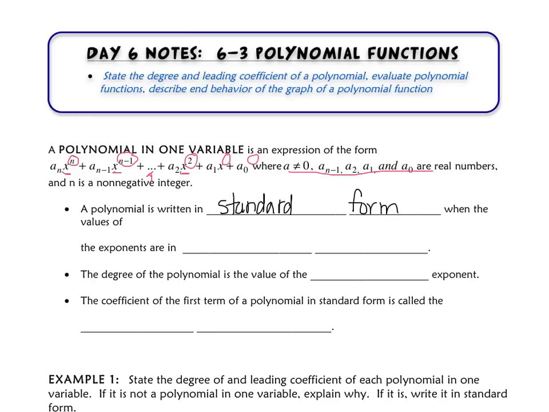A polynomial is written in standard form when the values of the exponents are in descending order. So you're going to take the terms and write them so that the value of the exponents is going down. The degree of a polynomial is the value of the greatest exponent, so whatever the largest value is, that's the degree of the entire polynomial in one variable. And the coefficient of the first term of a polynomial in standard form is called the leading coefficient.